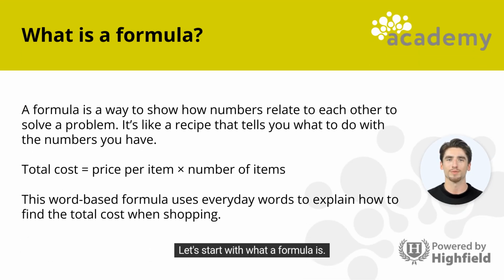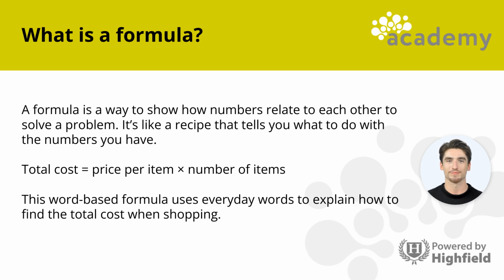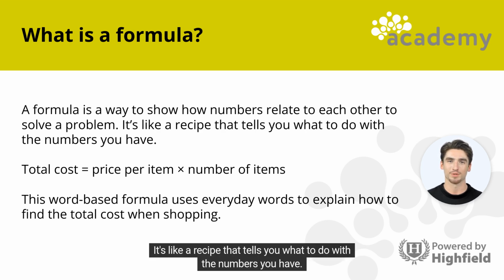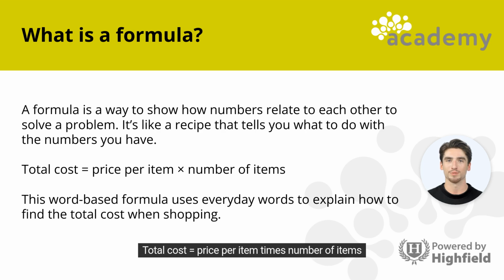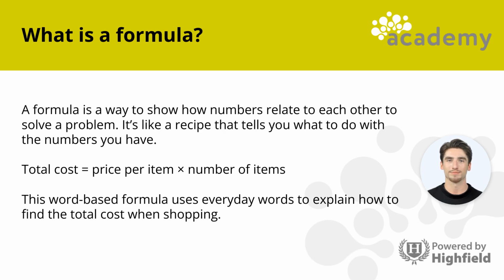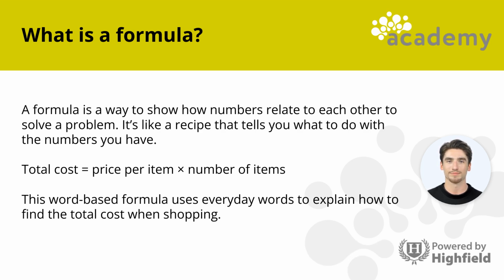Let's start with what a formula is. A formula is a way to show how numbers relate to each other to solve a problem. It's like a recipe that tells you what to do with the numbers you have. Here is an example of a formula. Total cost equals price per item times number of items. This word-based formula uses everyday words to explain how to find the total cost when shopping.